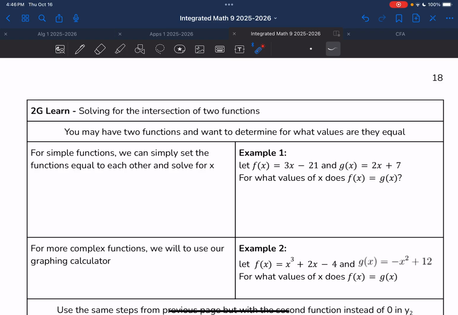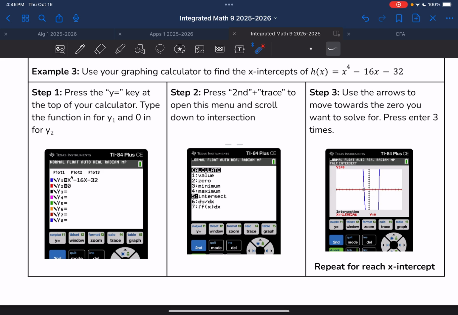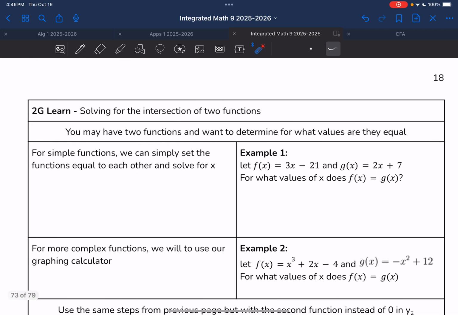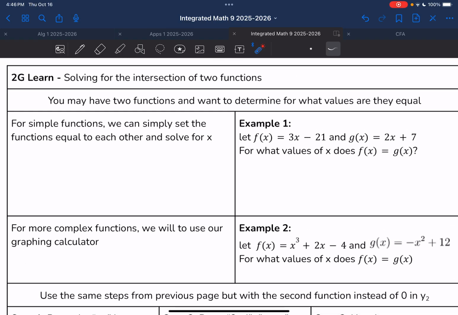Right, in the previous example one of the functions was y equals 0, but we might want to have a different function and figure out where it hits the first function. In other words, where are the two functions equal? We can do that for simple functions. We can just solve for x.